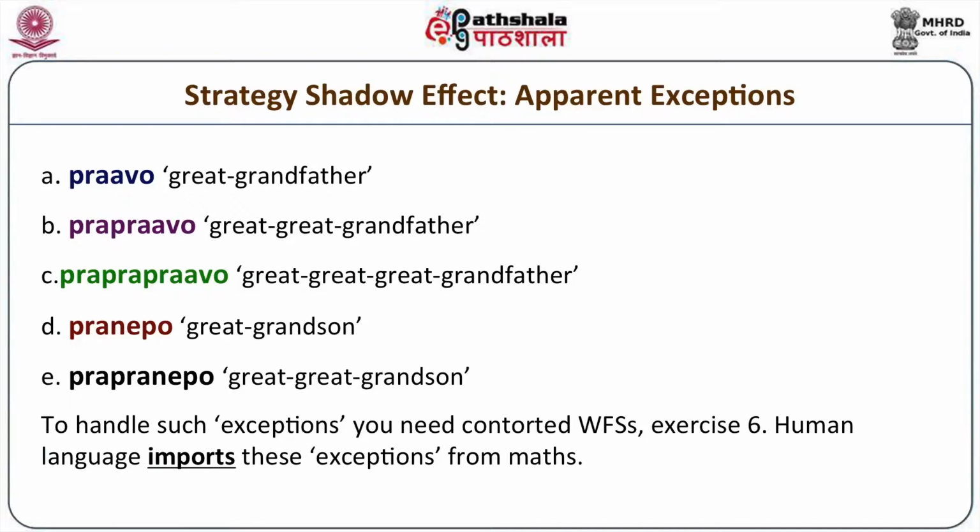However, there are some very important exceptions to the strategy shadow effect. The exceptions exist in lots of languages, but we'll take up the Esperanto cases because it makes it very easy to discuss the material. Consider pra-avo, great-grandfather, derived from avo, grandfather. It turns out that pra can be used again and again. You can say pra-pra-avo, which means great-great-grandfather. You can say pra-pra-pra-avo, great-great-great-grandfather. In the other direction, nepo, grandson, pra-nepo, great-grandson, pra-pra-nepo, great-great-grandson, you can go on.